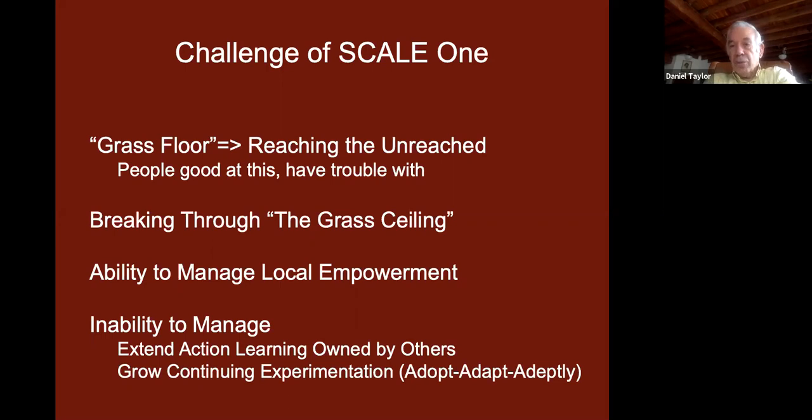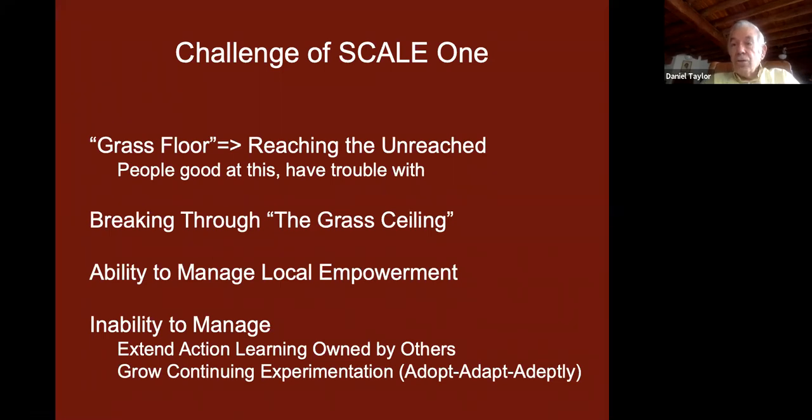But now, as we're moving from scale 1 to scale squared and scale cubed, the challenge is breaking through the grass ceiling. And this is not a mobilization of the people, which is the grass floor project, the community activism part of it. Breaking through the grass ceiling is learning how to manage the whole complex system that is always changing. And the lack of ability to manage tends to focus on the features of scale squared.